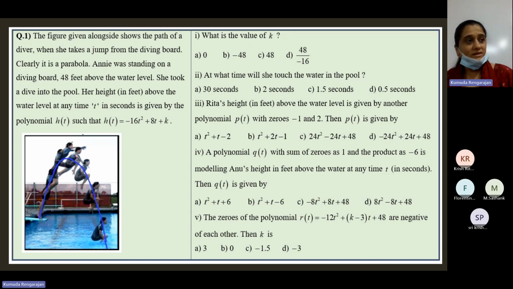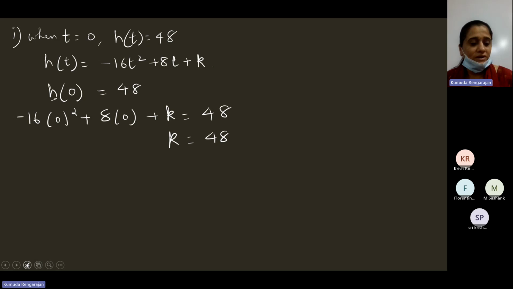So the value of h of t is 0. The height is 0. Then what is the time? You must find the time when the height is 0. We'll do that, but before that, we'll have to construct the polynomial.